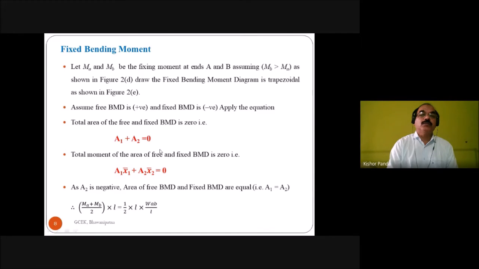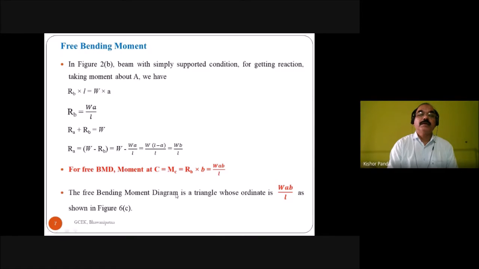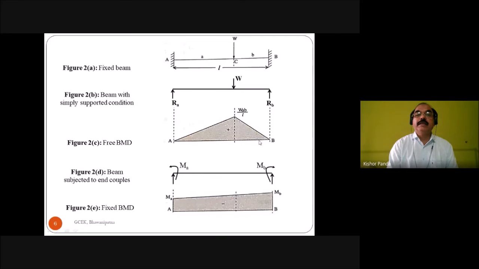The equation is A1 plus A2 is 0, A1 x1 bar plus A2 x2 bar is equal to 0. But the fixed bending moment, this is negative as you are assuming. So the area of free BMD is equal to the area of the fixed bending moment diagram. So what is the area of the free bending moment diagram? Here you see, half into base into height, half into L into WAB by L. This is the area of the free bending moment diagram.